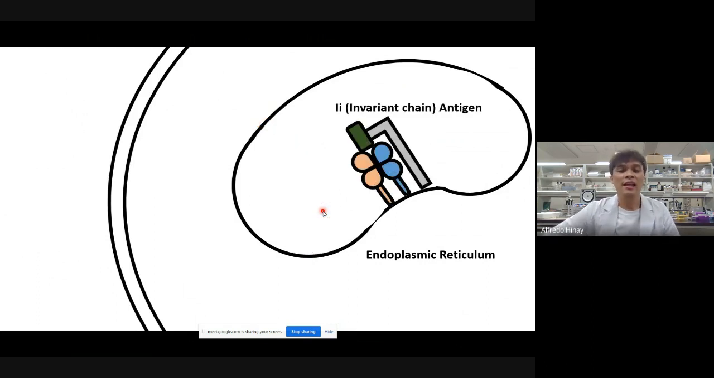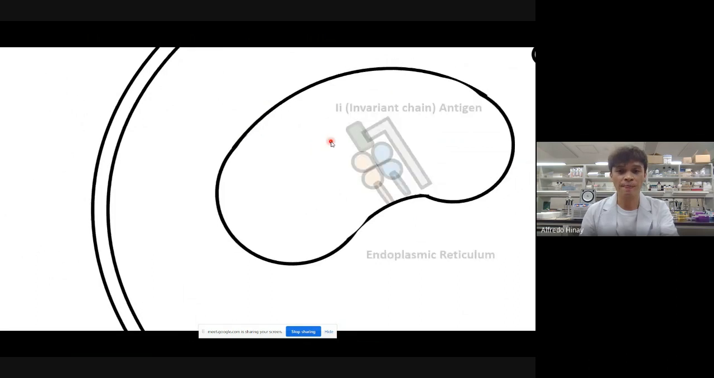And then, in the process of meeting your antigen, they have not yet met the antigen, so they should be protected first. Right? Class 2 should be protected first. So who will protect them? You have your II antigens, the invariant chain antigens, or what we call II antigens. Your II antigens will protect your alpha 1 and beta 1 because this is the antigen binding site of your class 2.